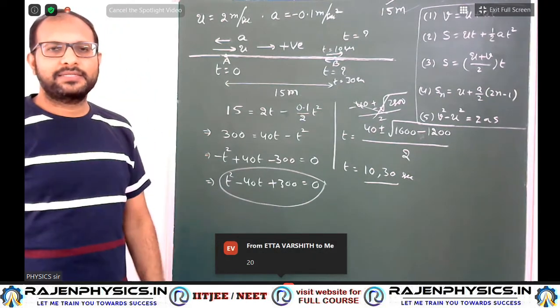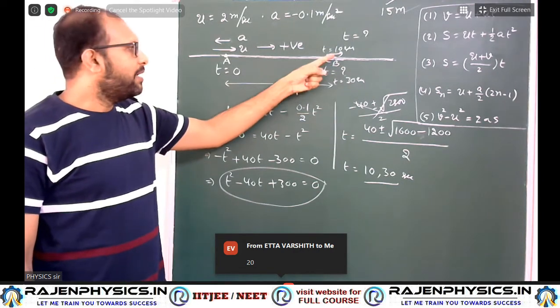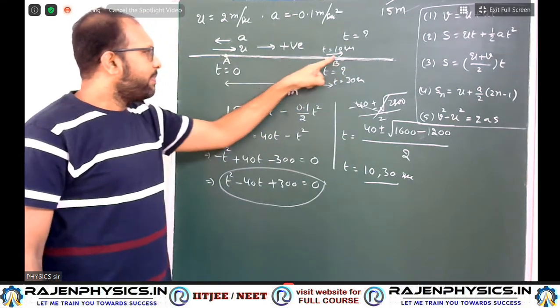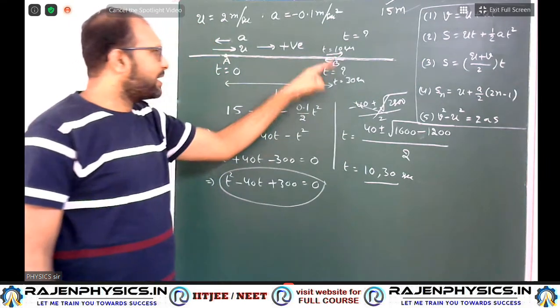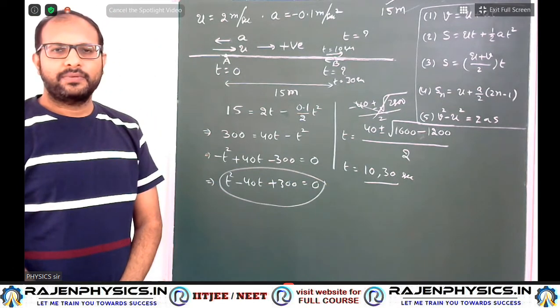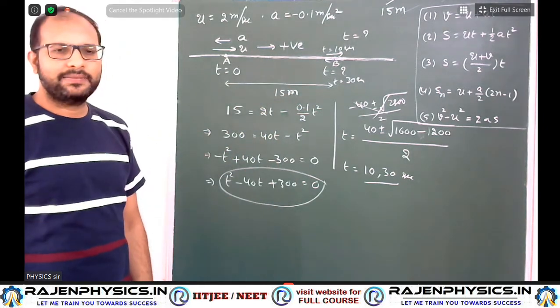20 seconds. So before 20 seconds, body was moving this side. After 20 seconds, this side. That means from here to here and then here to here, 20 seconds is the answer. So by using the equation 2, you can solve the problem like that.